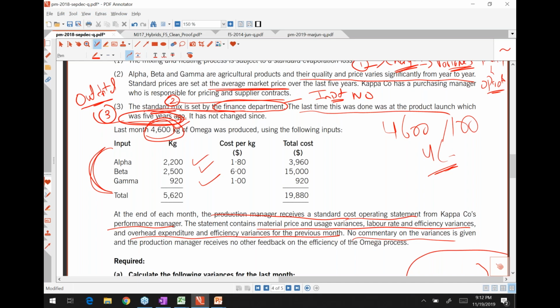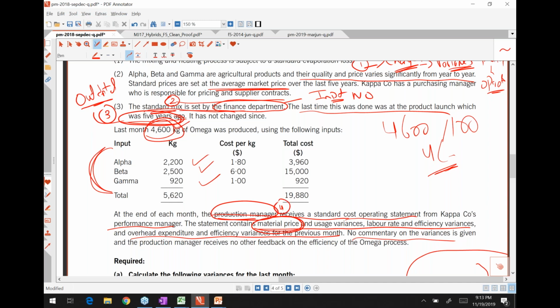And 3 points I've highlighted in front of you: the price point, the mix point, and the mix hasn't been changed. Moreover, the operating statement is given to the production manager. He receives this operating statement, and that includes material price variance. Wow. Why should he be responsible for material price variance? The production manager is not responsible for material price variance. How can you say the production manager should be responsible for this? This is out of his area. So this is wrong. This is the fourth point.